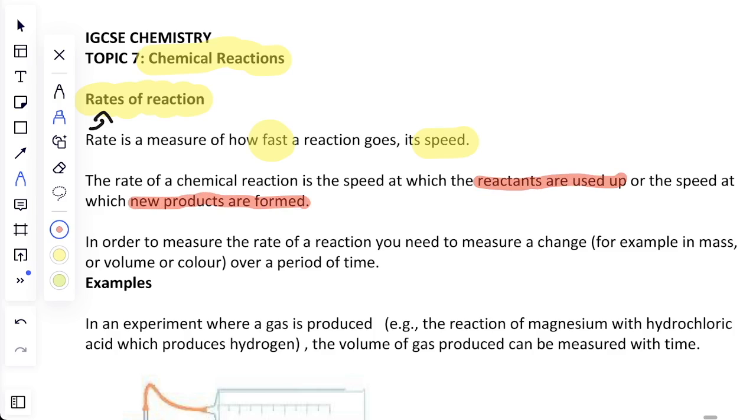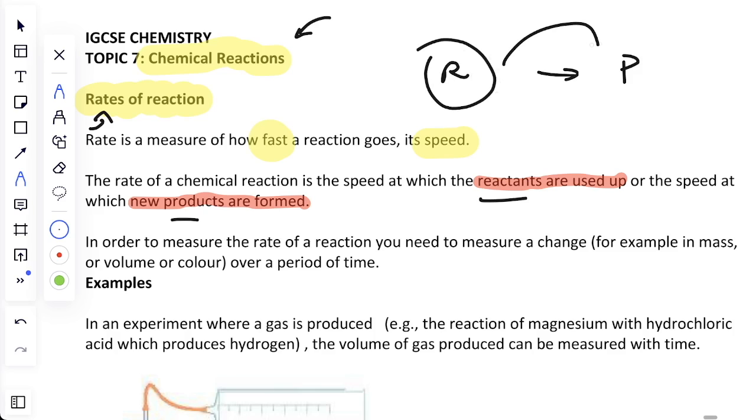A simple chemical reaction is comprised of reactants and products. Reactants would be, of course, on the left side, and products on the right side. We show this with the help of an arrow. An arrow in chemistry represents a chemical reaction, whereby here would be the reactants and here would be the products. So the rate of reaction is how fast the reactants react together or are used up, and how fast the product is formed.